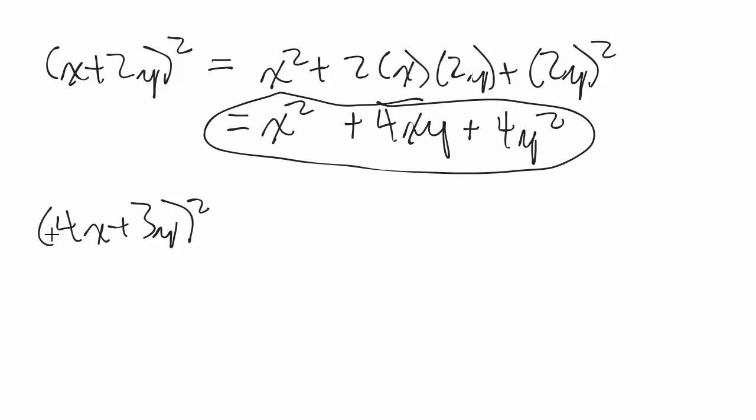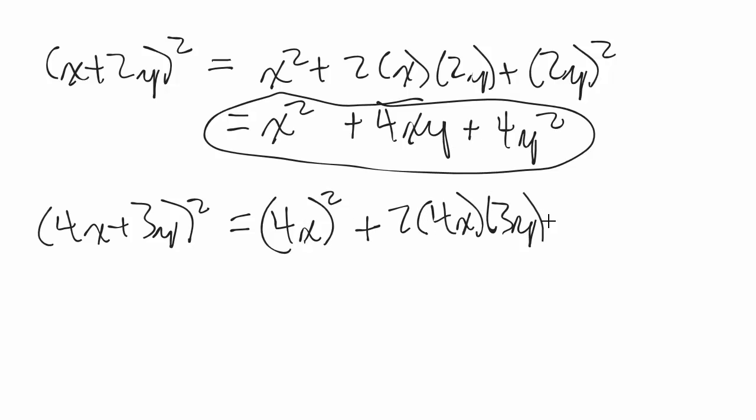Okay, next, 4x plus 3y, that quantity squared. Ooh, increasing the degree of difficulty yet again. Okay, so first term squared, that's 4x, that whole quantity squared. Not just 4x squared, but 4x, the quantity squared. Wow, you'll see why this makes sense in a second. Okay, plus 2 times the first term times the last term plus that last term, that quantity squared.